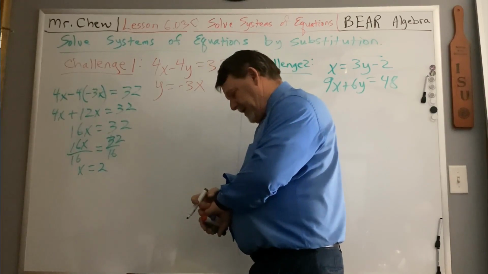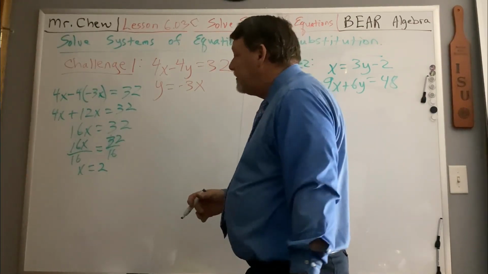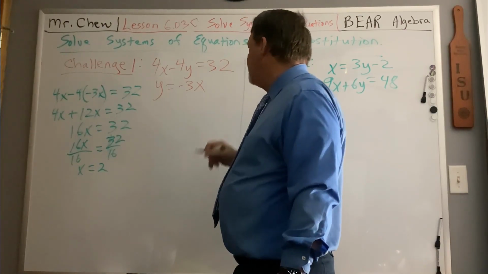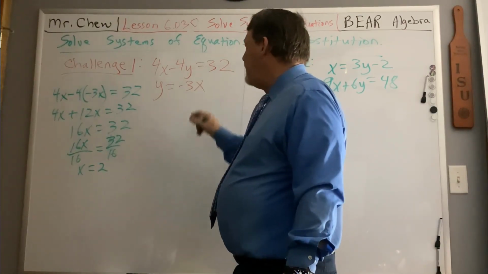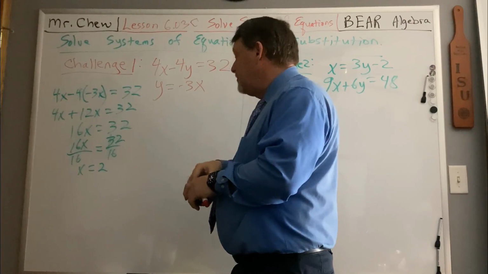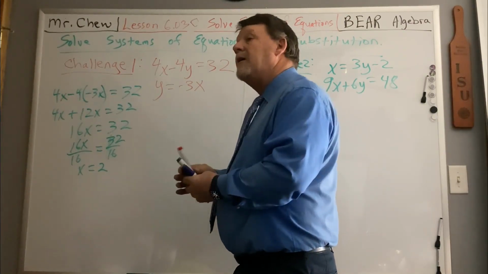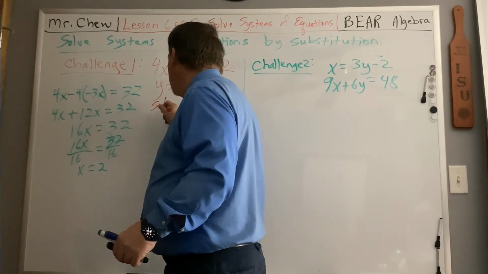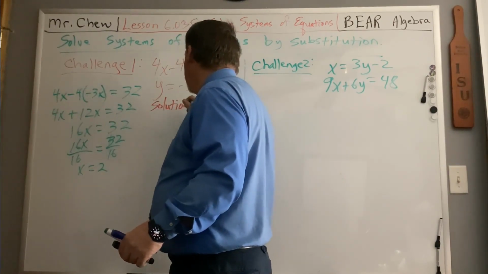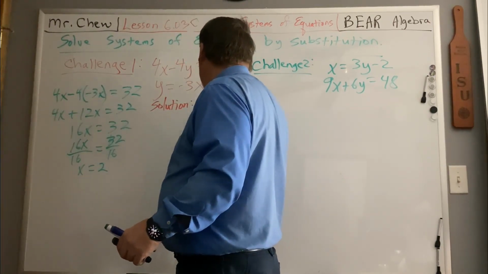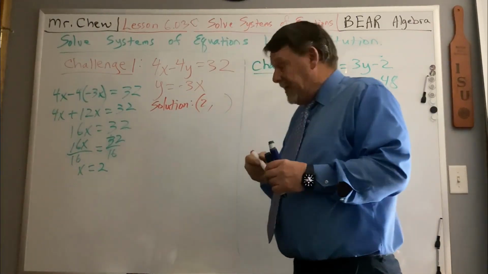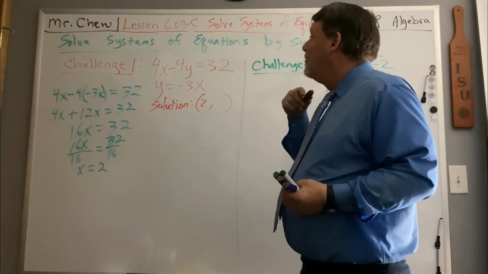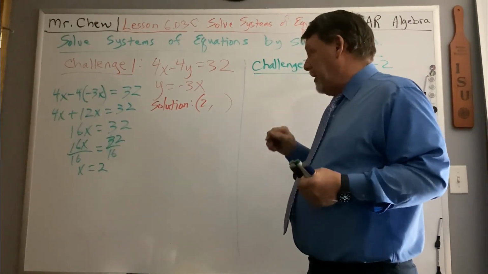So what does that mean? That means that the x coordinate is 2. So that means that the solution is going to be the point 2, something, but I don't know what that something is. And I can find that now by substituting.